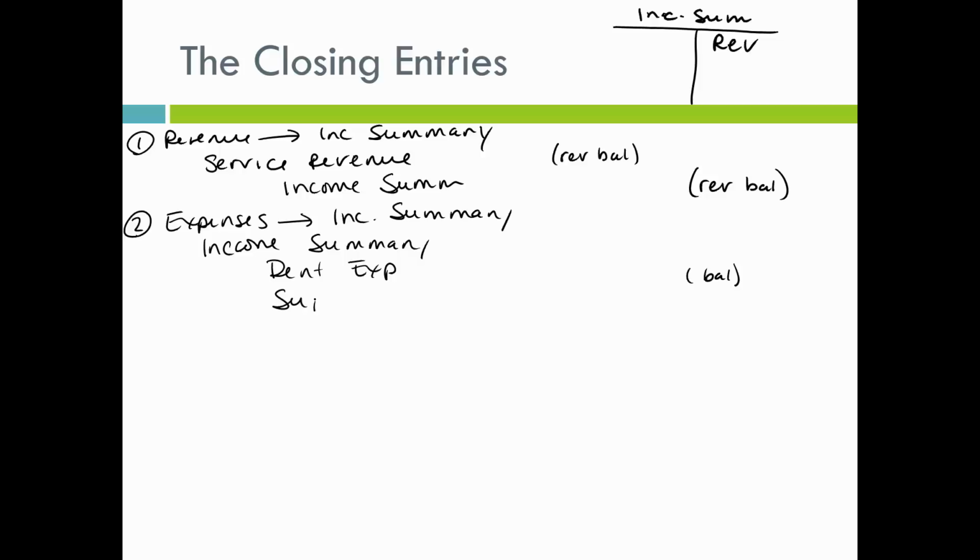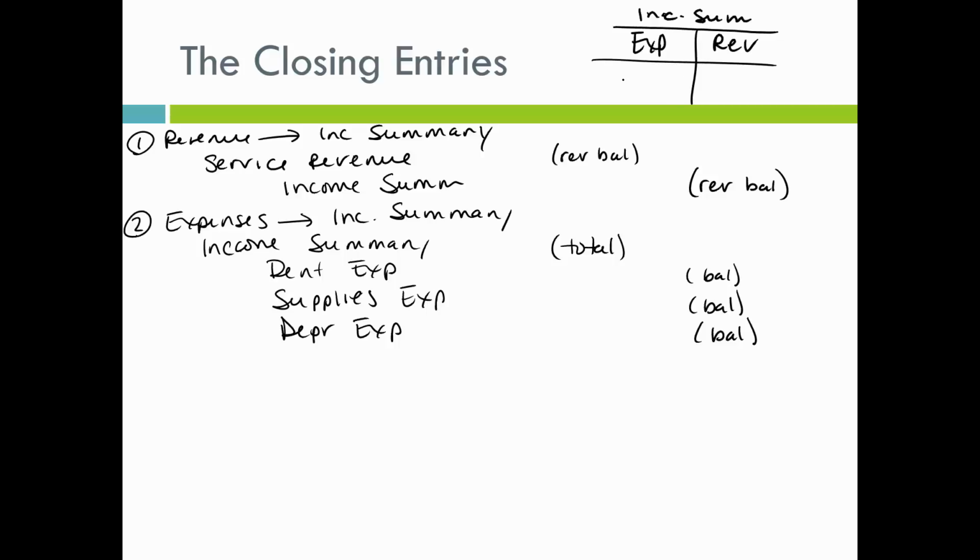And I would have supplies expense, and I would credit that for whatever the balance is in the trial balance or in the ledger account, wherever it is. Depreciation expense, and I would credit that for whatever the balance in that account is. And then I total up all those credits, and that's the amount of my debit here to income summary. So then I debited it for the total of the expenses. Now, it should have a balance unless my revenues exactly equal my expenses, which would be pretty unusual. So I would have a balance here, which would be the amount of my net income.